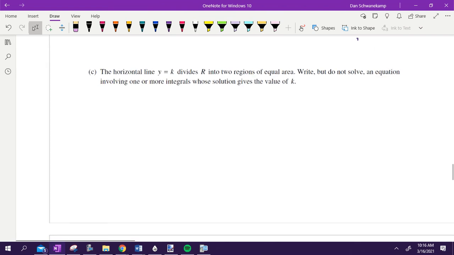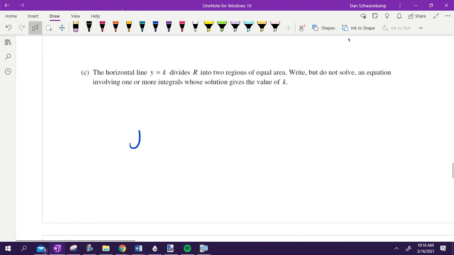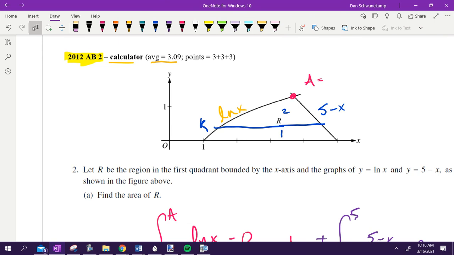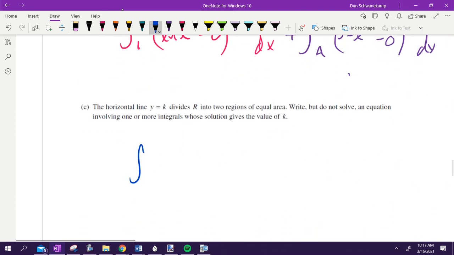K is going to be a bound. Good. If k is a bound, think about that. Is it going to be a dx problem or a dy problem? Dy, because k is a y value. This is a dy problem. K is going to be my upper bound. What's my lower bound going to be?